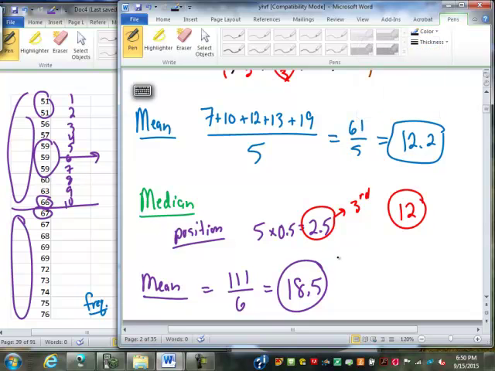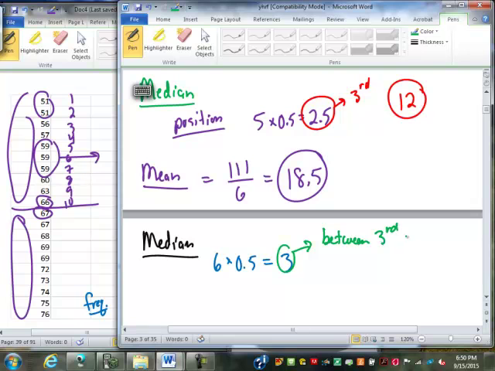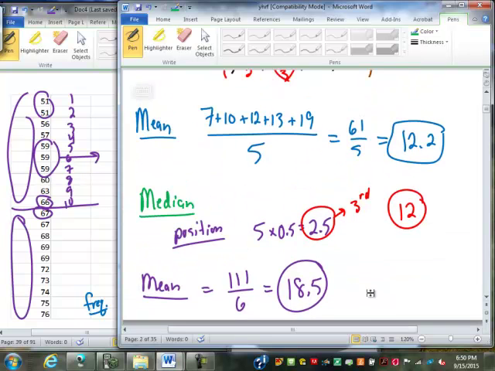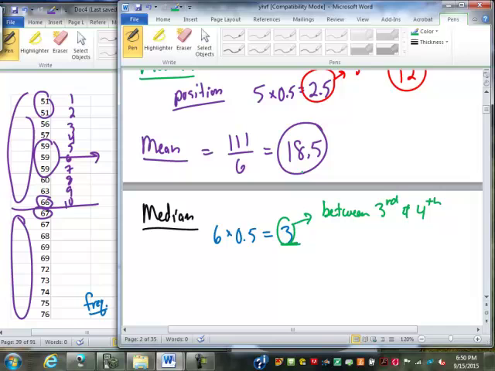The median, well, n is now 6, so 6 times 0.5 is going to be 3, which is telling us that the median is between the 3rd and the 4th. Because that came out to have no fraction or decimal, it's between that position and the next one. So between the 3rd and 4th is between 12 and 13, averaging those two together giving us a median of 12.5.